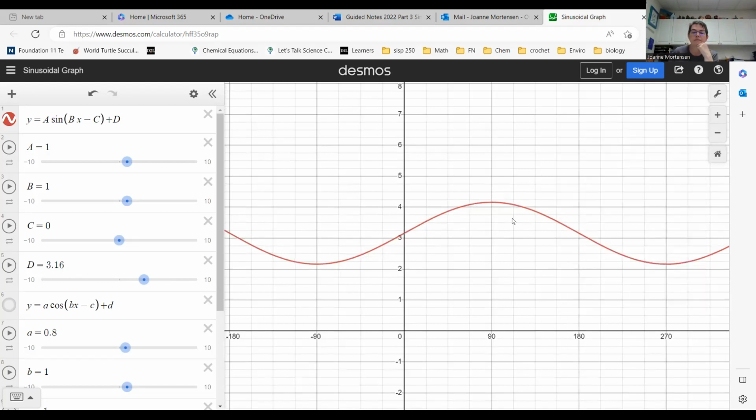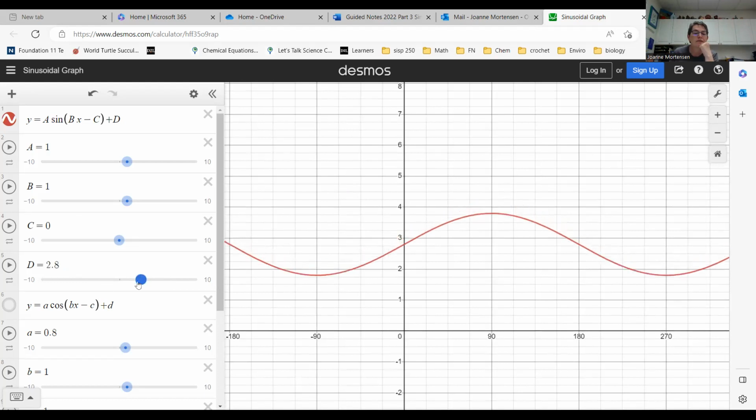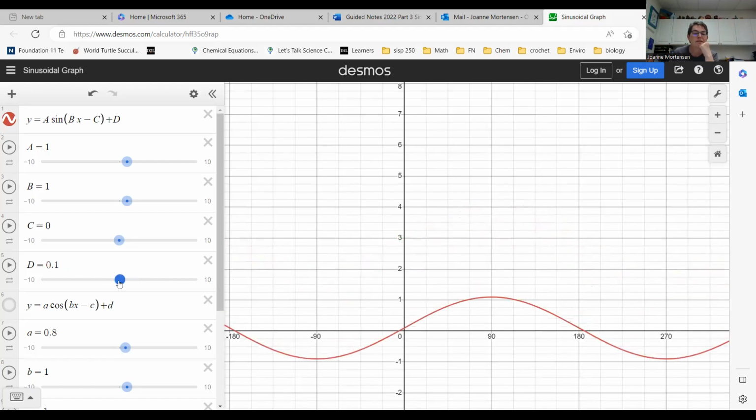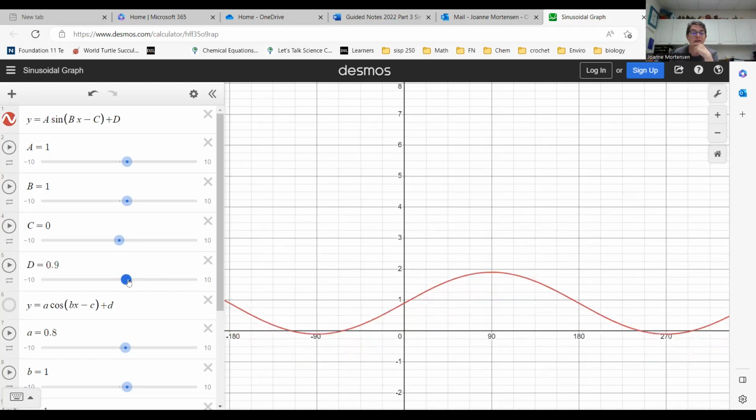Yeah, we're good. I'm supposed to start at 0. So there's D is 0. And you can see, what's that thing in my graph called, right down the middle? Yeah, midline, right? So there's my midline. Now, if I change it to 1, look, my midline's at 1. So D does a pretty good job of determining where your midline is.